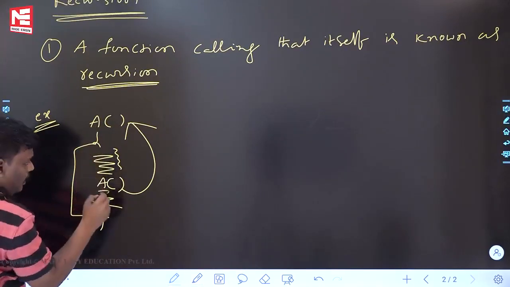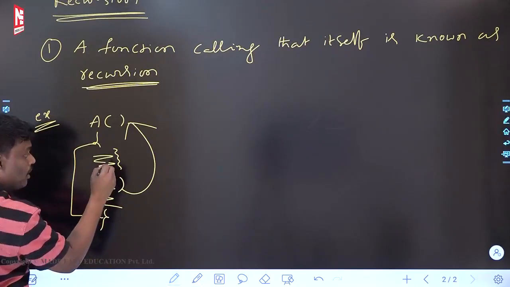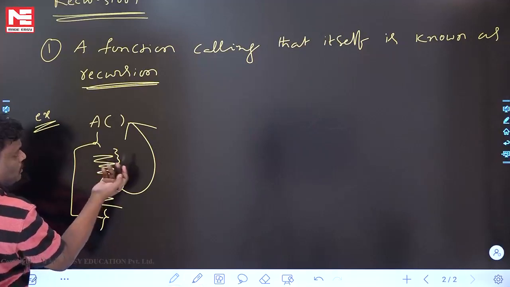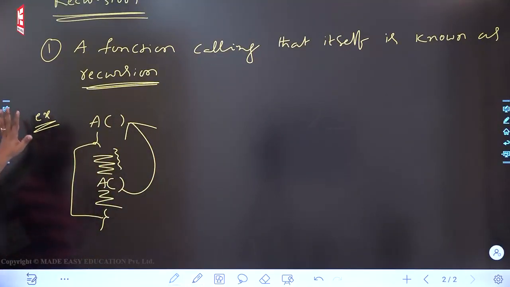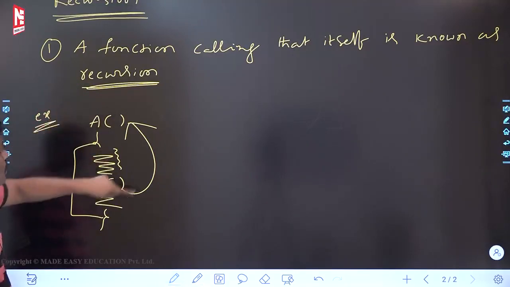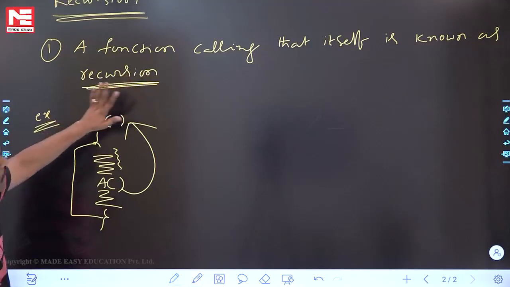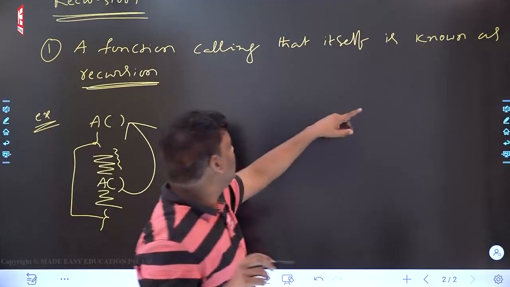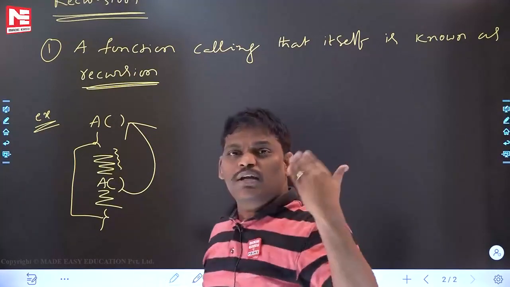So whenever A is calling A, some code is there before it. According to that code, I may go further, or I may stop. If you stop here, that is called the stopping point. If you go further, A will call A. Again, what is the meaning of recursion? A function calling itself. Some people are asking, sir, why are you calling again and again?